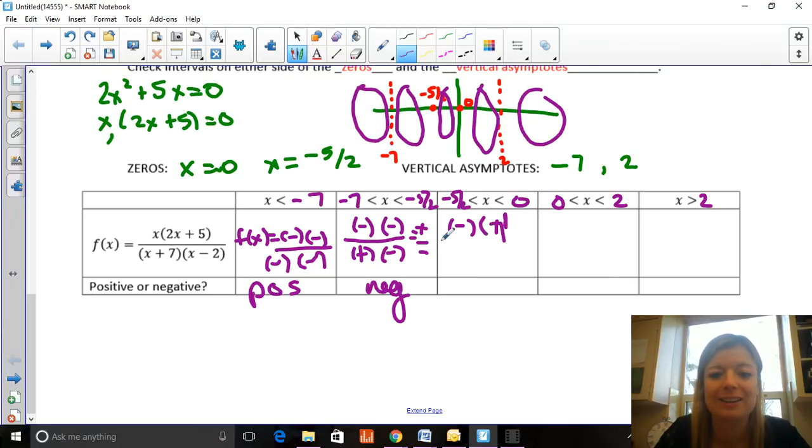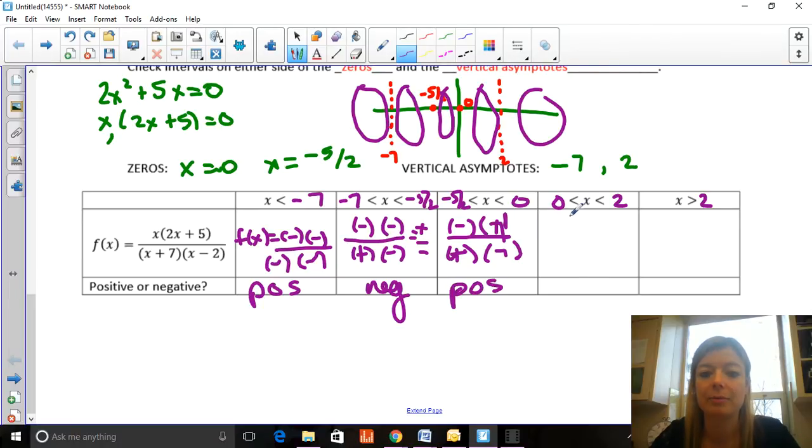Positive. My gosh, I'm losing my mind. x plus 7 is positive, and x minus 2 is negative. Okay, so you have a negative divided by a negative, so that becomes positive. Let's see if we can keep going.